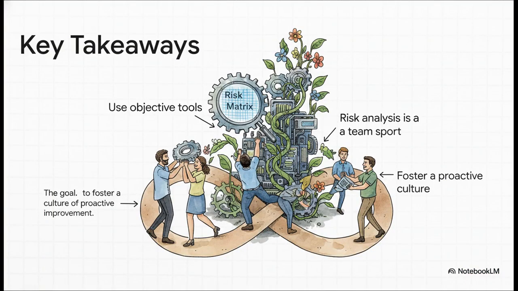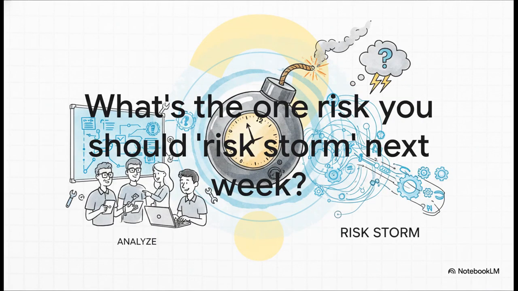First, risk analysis is a team sport. Period. You need everyone's perspective to see the whole board. Second, use objective tools like the risk matrix to have productive conversations based on actual data, not just feelings. And finally, remember the ultimate goal here isn't just to find problems. It's to build a proactive culture of continuous improvement, where this kind of analysis is just something you do all the time. So I'll leave you with this final thought.